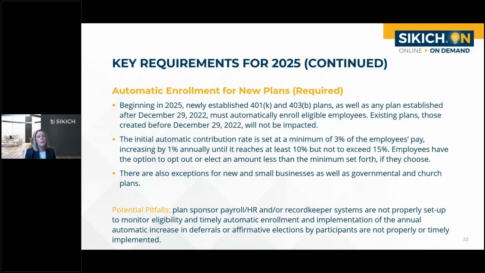no more than 15%. Now, these provisions are very common, like I said, for existing plans that had already voluntarily elected automatic enrollment and auto increase provisions. So certainly if you already have these provisions in your plan, they're not unusual for those plans that have already voluntarily elected these provisions.